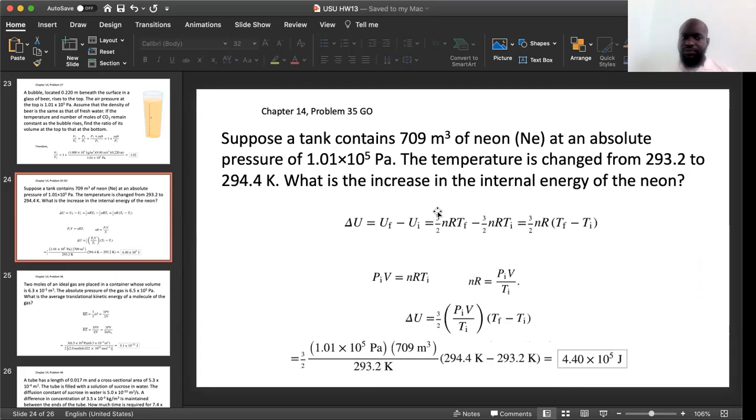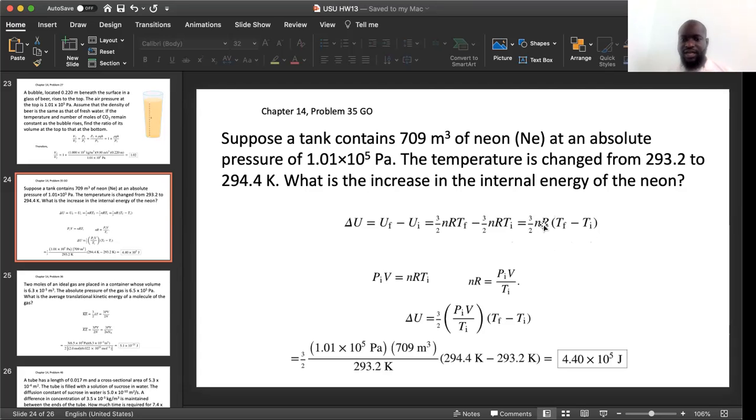Next is chapter 14, problem 35. Suppose a tank contains 709 meters cubed of neon at an absolute pressure of 1.01, that's atmospheric pressure. The temperature is changed from that to that. What is the increase in internal energy of neon? So the increase in internal energy is final minus initial. When you take the difference, one internal energy is 3 over 2 nRT final, that's PV basically, pressure times volume, minus 3 over 2 nRT initial. So it's just 3 over 2 nR times T final minus T initial.